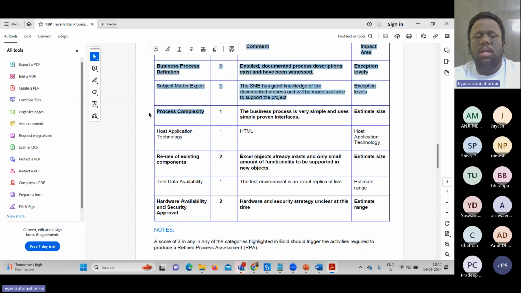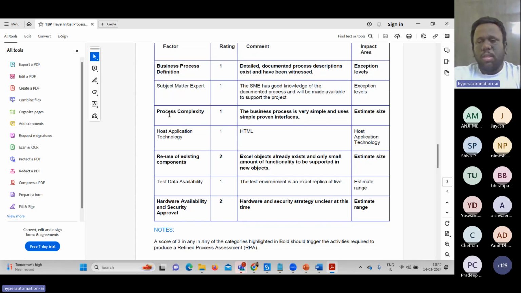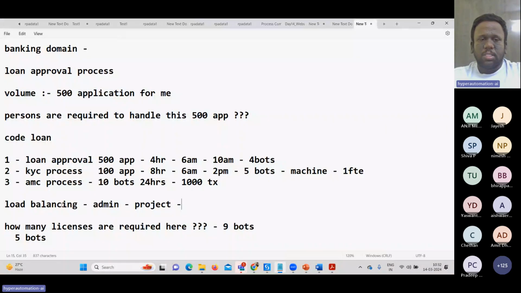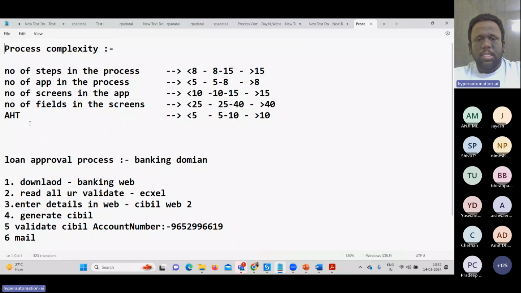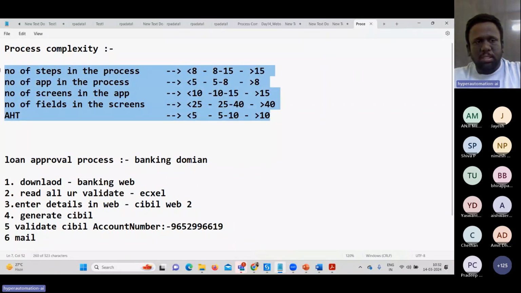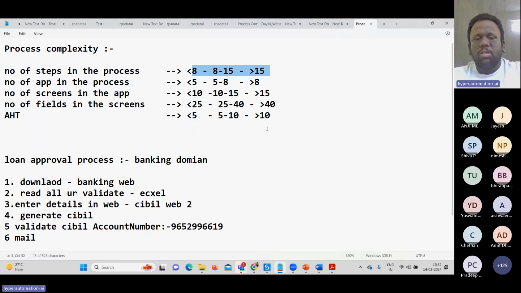And here another thing we are going to talk about is the process complexity. It is one of the foremost things we need to understand, how you define the process complexity. It purely depends upon these 5 factors: number of steps in the process, number of applications in the process, number of screens in the applications, number of fields in the screens, and the average handling time. A process can be defined as simple, medium, or complex based on this criteria. If your steps are less than 8, you're going to consider that process as simple. Between 8 to 15, it's going to be medium. Complex is going to be greater than 15 steps.